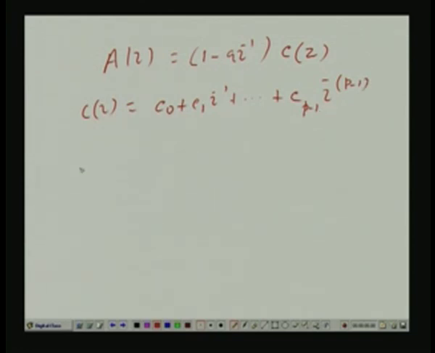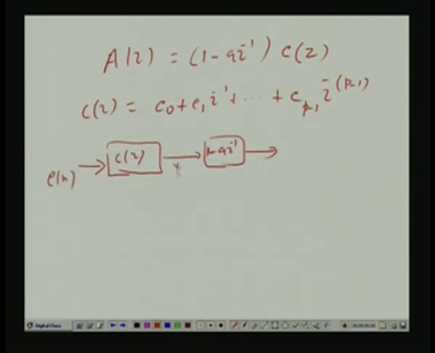So, that means the model can be written like this: C(z) followed by 1 minus q z inverse. Here is your e[n]. You can call this intermediate signal y[n], and the output is x[n]. Okay. Obviously, x[n] is what?